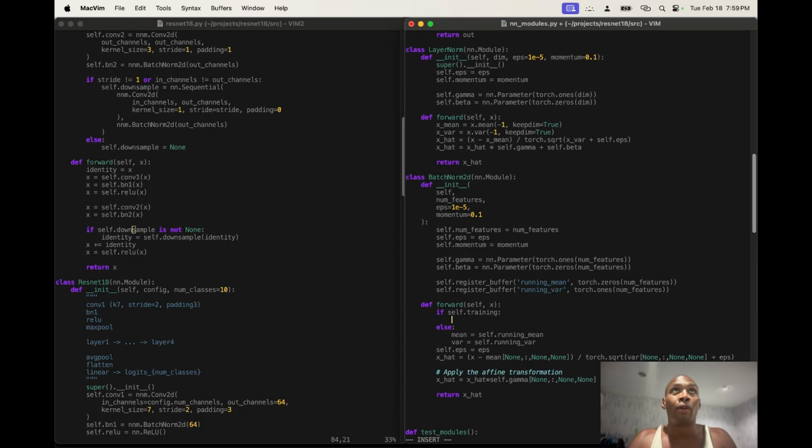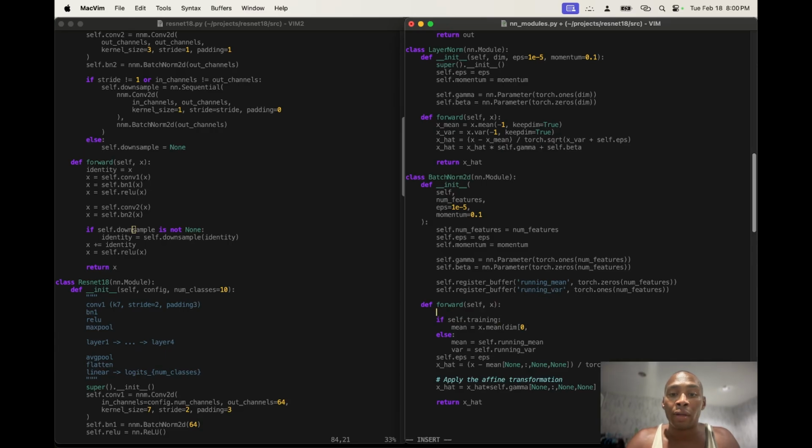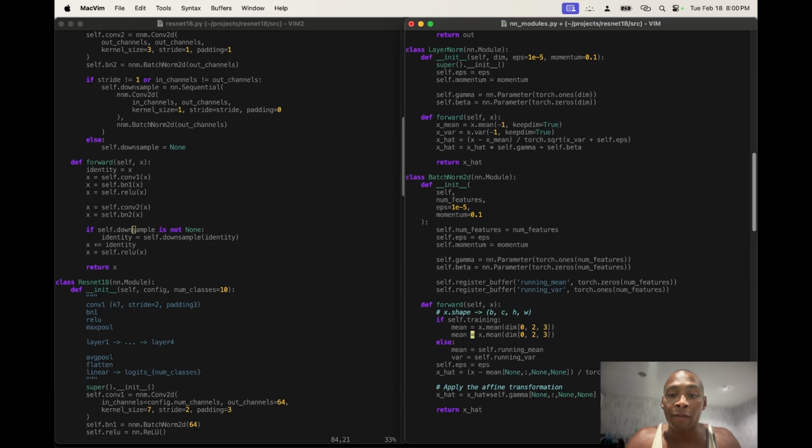So during training, let's calculate the mean. It's x.mean, right? Let's just continue. So the mean is across, remember, x.shape is always batch, your number of features, your channels, height, width, right? So we're normalizing each feature map. That means we're going to calculate the mean across all samples, across the entire height dimension, across the entire width dimension. And we're going to do the same for variance.